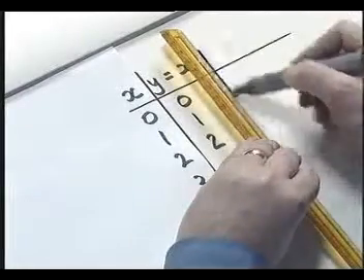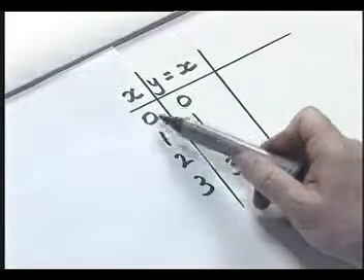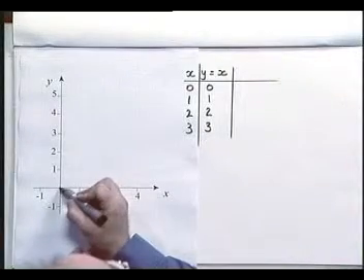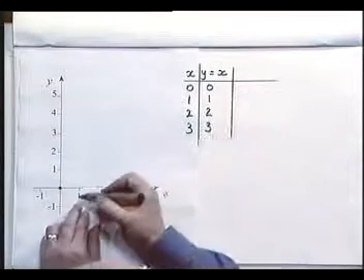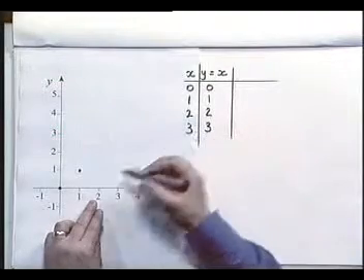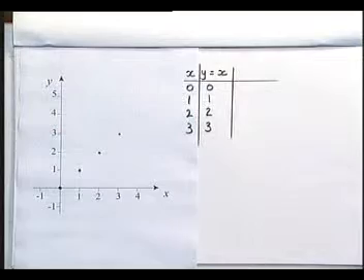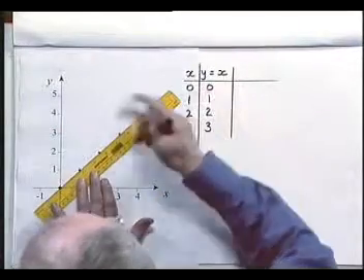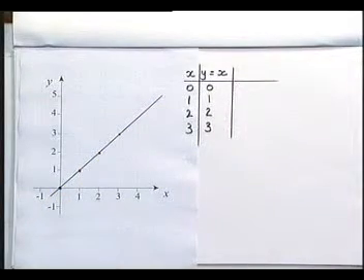Let's plot these points on the graph. X is 0, y is 0 is the point at the origin. X is 1, y is 1 will be here. And similarly, 2, 2, 3, 3 will be there and there. So we have a straight line passing through the origin. Let's ask ourselves a little bit about the gradient of this line.